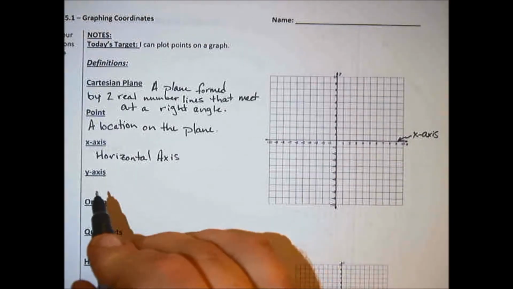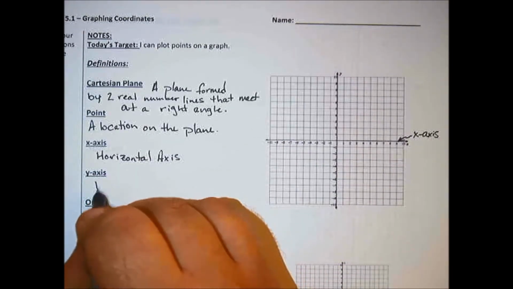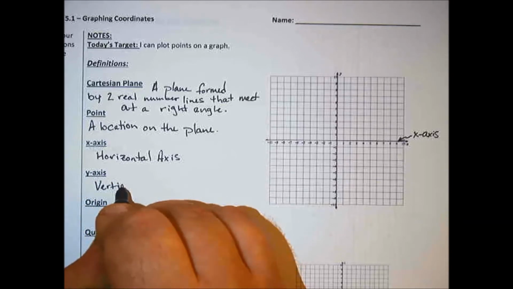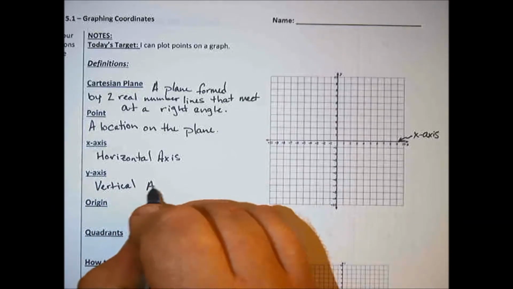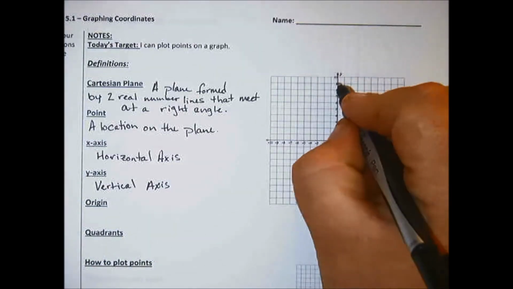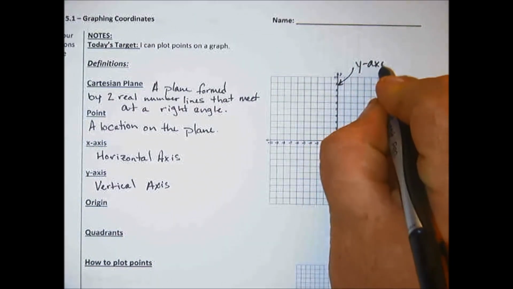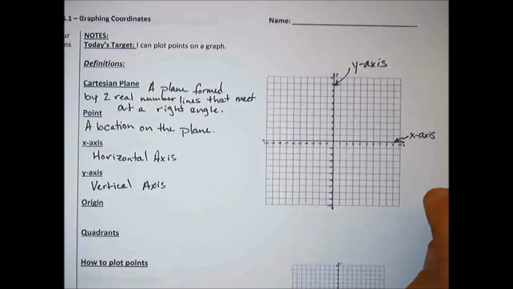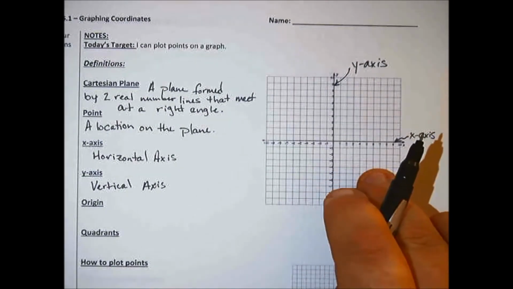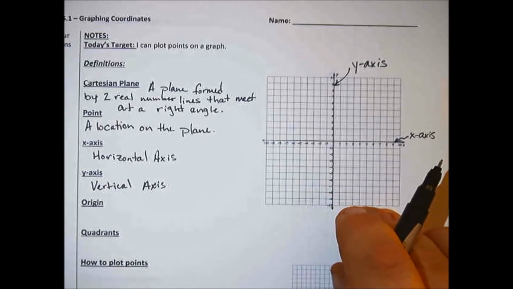All right, so the next one is the y-axis. That'll be the vertical axis. Vertical means up and down. So the vertical axis is here. That's the y-axis. And so we're going to be plotting points based on those x and y axes.